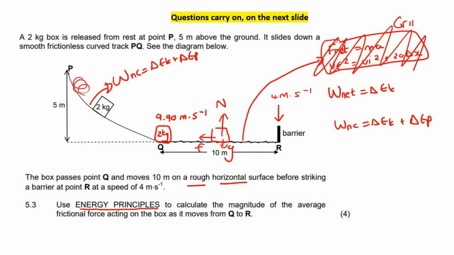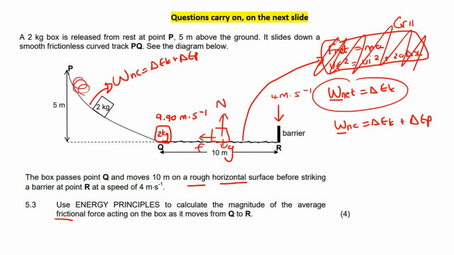Although it will give us the right answer, they did ask us to please use energy. So energy is these ones with the W, because W means work, which is energy. Okay, so it says use energy principles to calculate the magnitude of the average friction force acting on the box as it moves from Q to R. All right, so we can choose any one of these that you like.